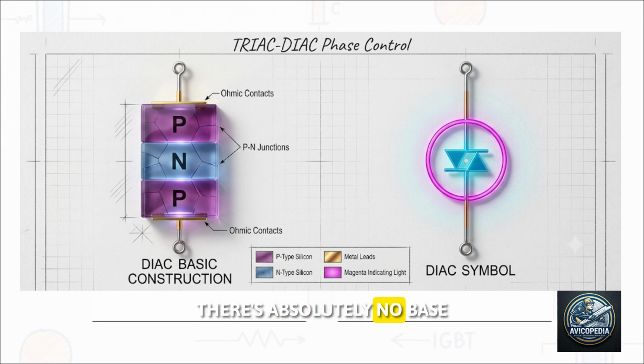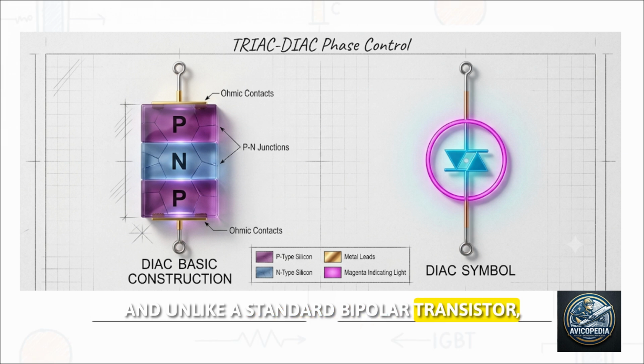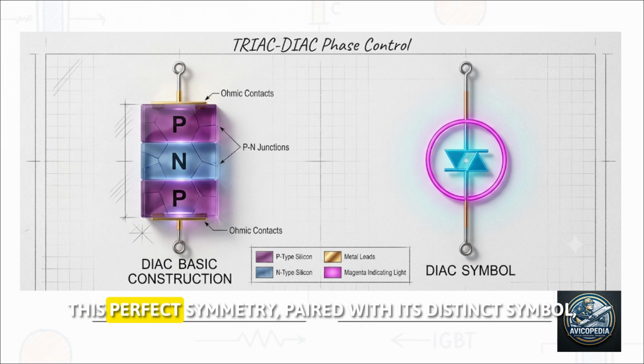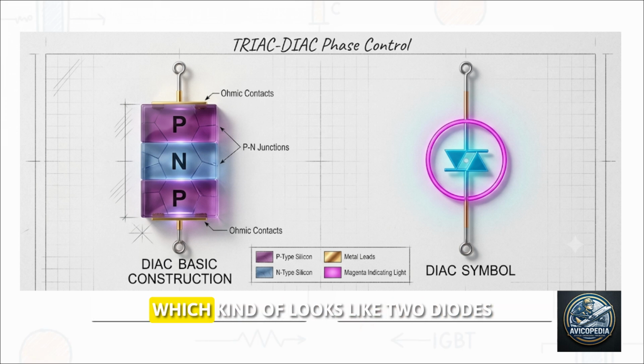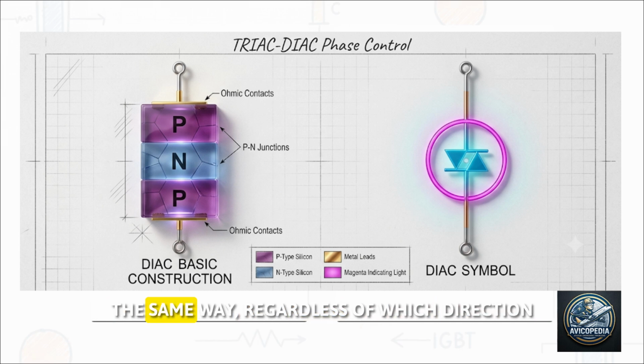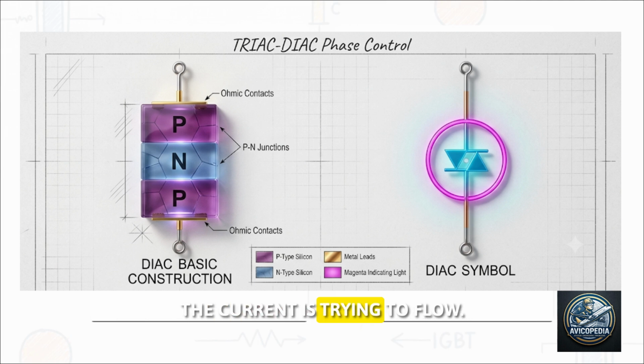There's absolutely no base terminal attached to that middle layer. And unlike a standard bipolar transistor, the doping concentrations on the outer layers are identical. This perfect symmetry, paired with its distinct symbol, which kind of looks like 2 diodes pointing at each other, means the DIAC behaves exactly the same way regardless of which direction the current is trying to flow.